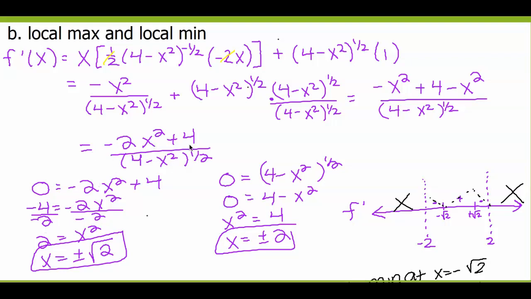So you set negative 2x squared plus 4 equal to 0, and you get x equals plus or minus the square root of 2.